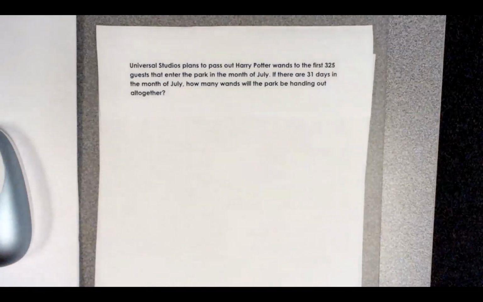So let's begin our modeling with IOA 2A, multiply multi-digit up to 3-digit by 2-digit whole numbers fluently to solve authentic problems. I'm going to be modeling 3 different strategies using this very same problem. So let's start by reading the problem and making sure we understand what it's asking.